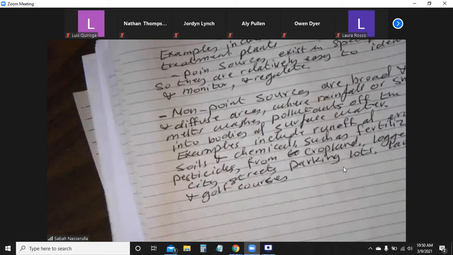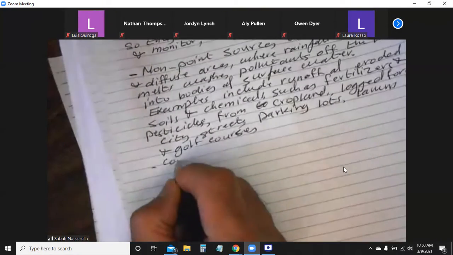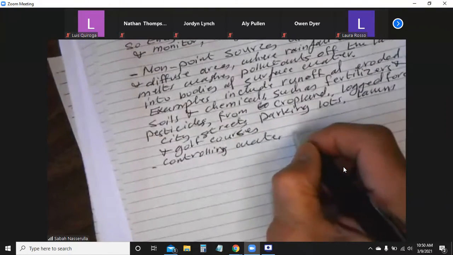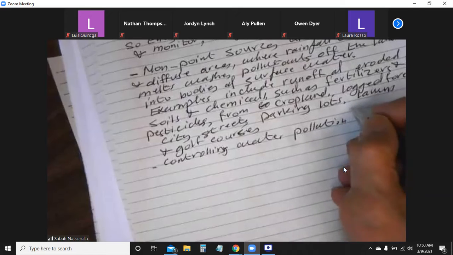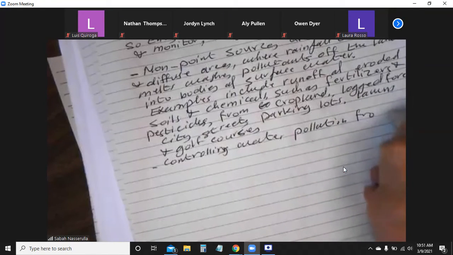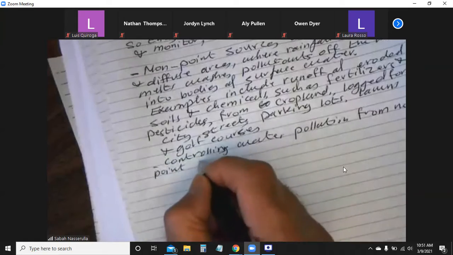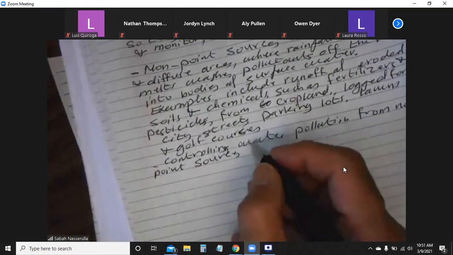And that's why it's very difficult, for example, to control the pollution from not a single source, or not one source. And to mention this point here, controlling water pollution from a non-point source or sources in this case is challenging.